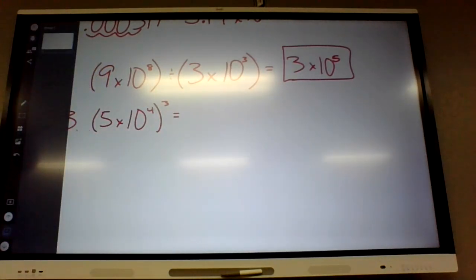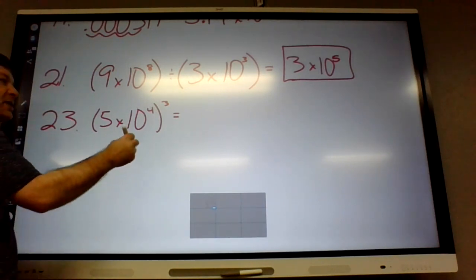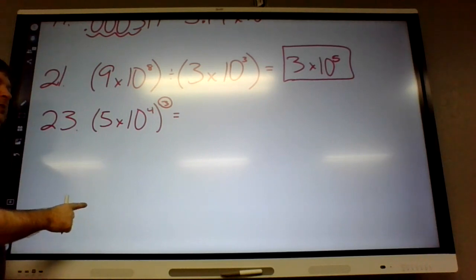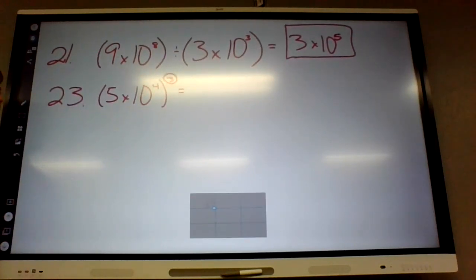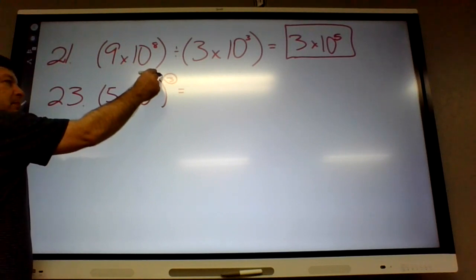All right. So this one's different. It's not division, it's an exponent. So, Bo, do you have any guesses what we're going to do here? Any ideas? Would you subtract the 3? No? Okay.